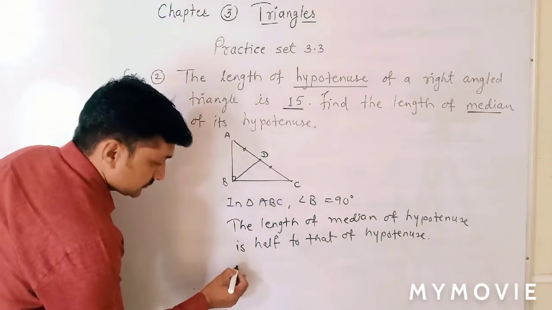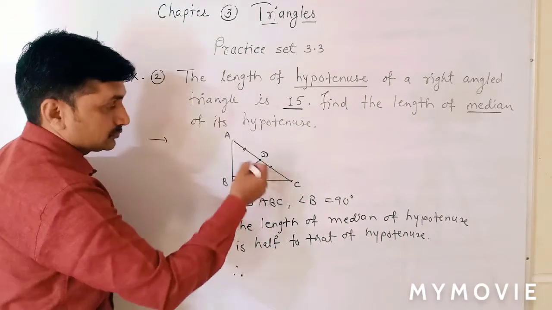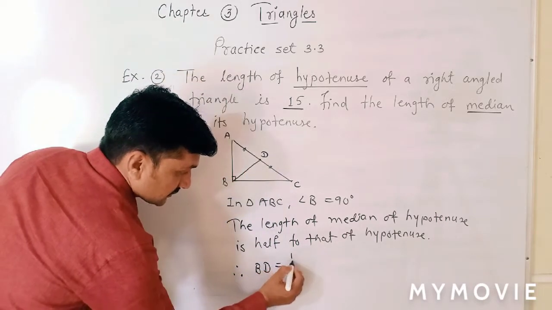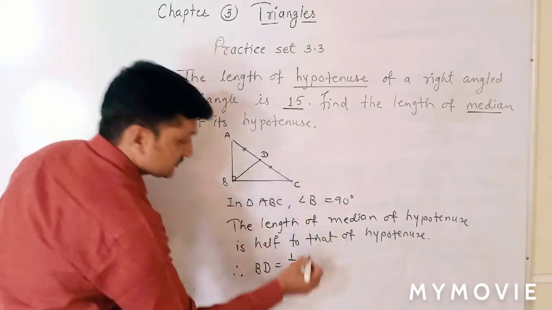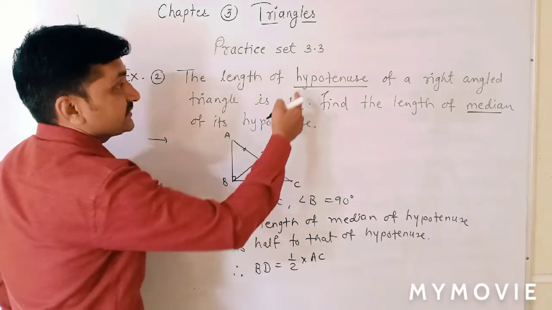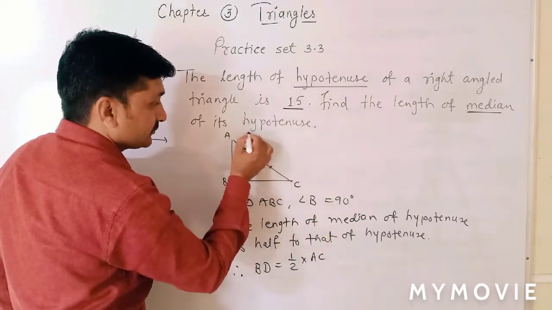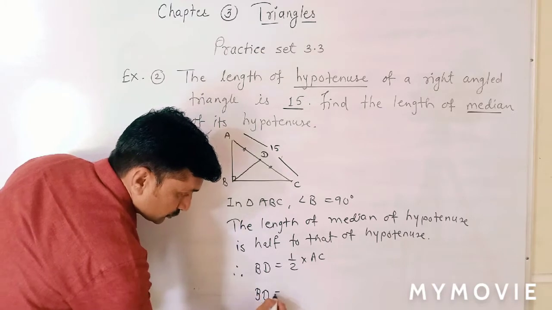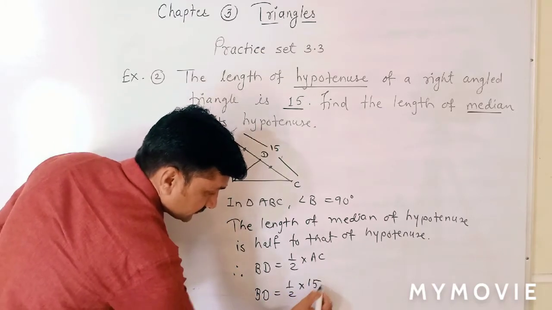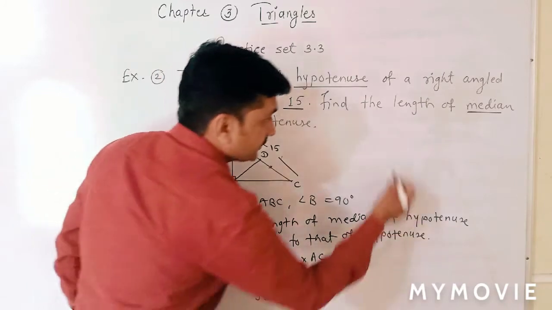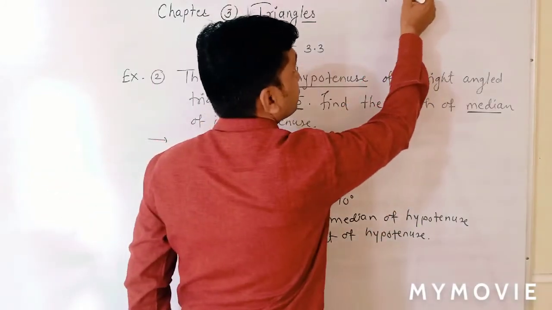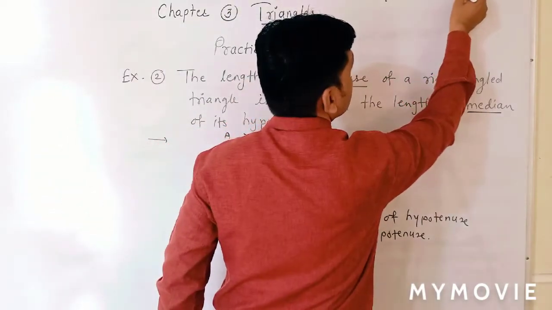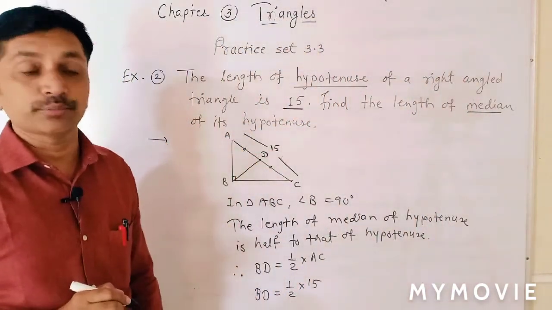And if you want to write symbolically, by writing its name, then what is the median? BD. BD is half of the hypotenuse. The hypotenuse is AC, and the length of the hypotenuse is given as 15. This is 15, it is given in the example. Therefore, BD is equal to half into 15, and therefore we get BD. Here I write, therefore BD is equal to half of 15, 7.5, and this is the length of the median.